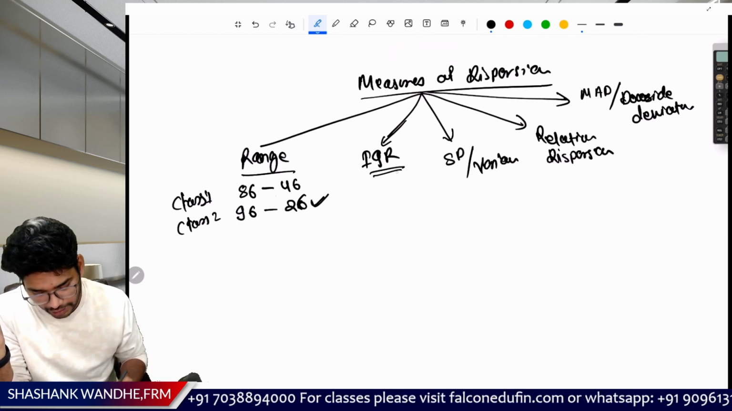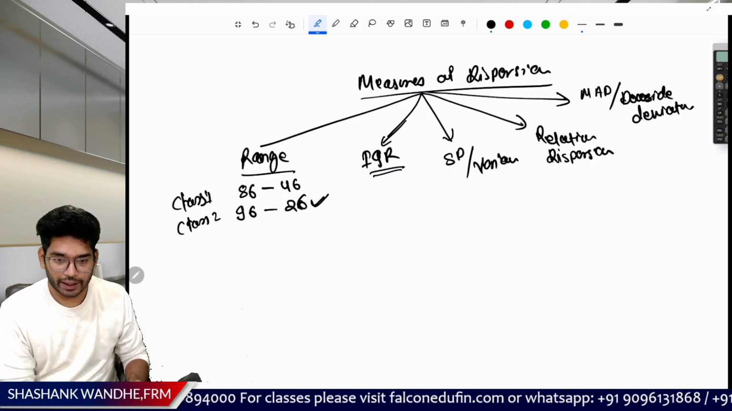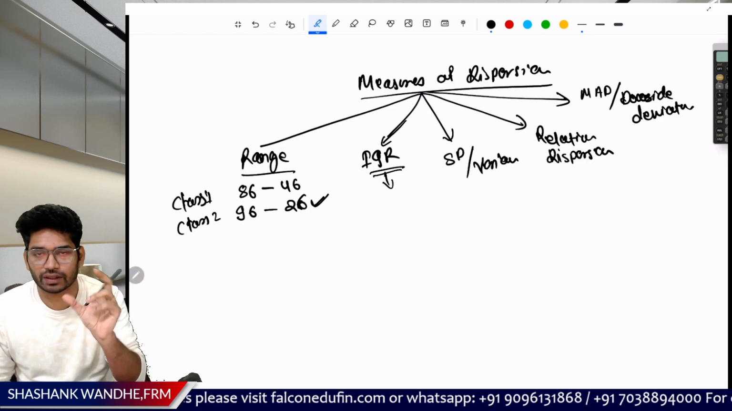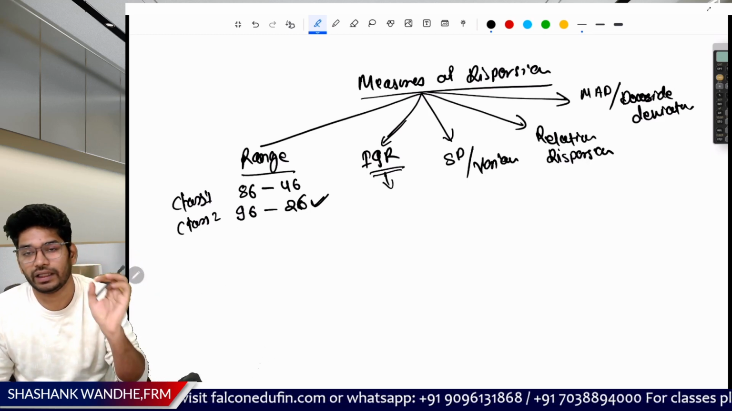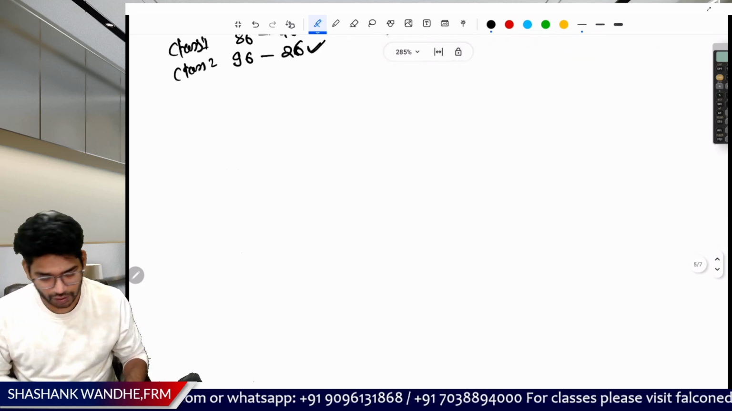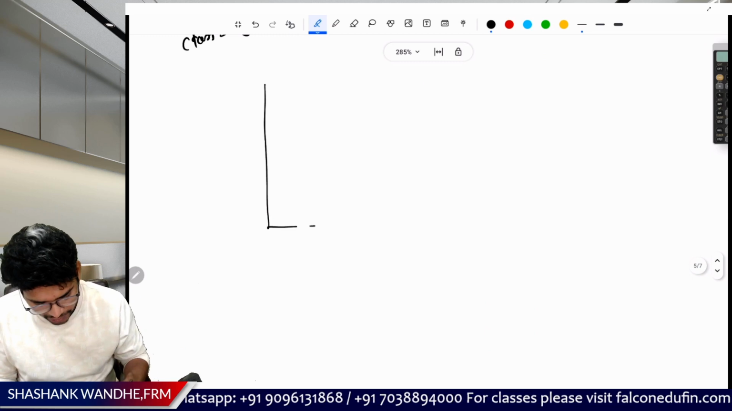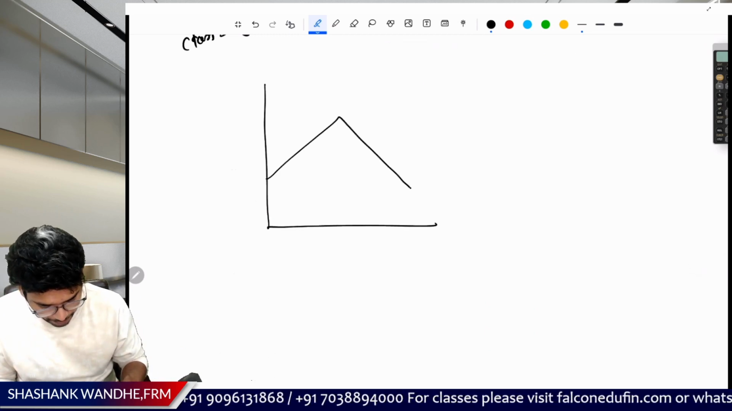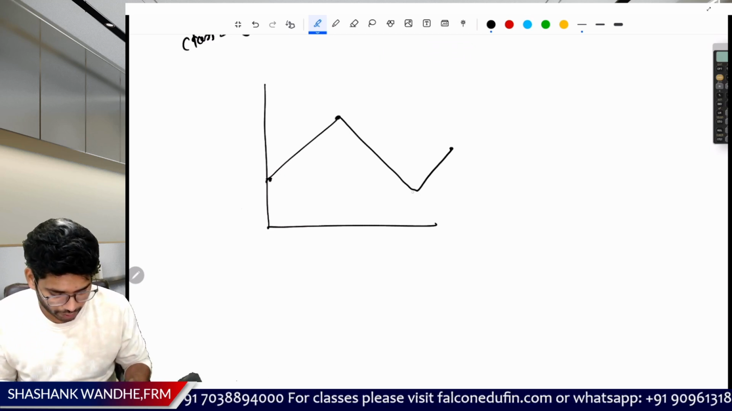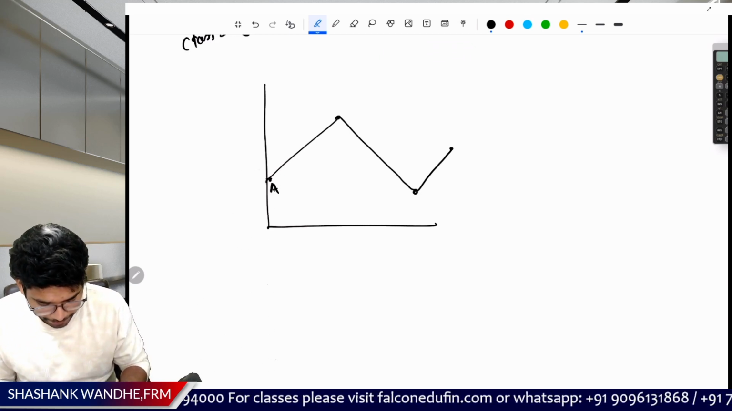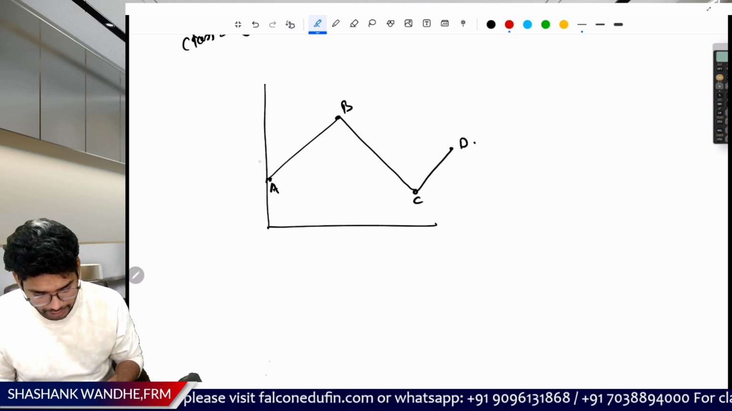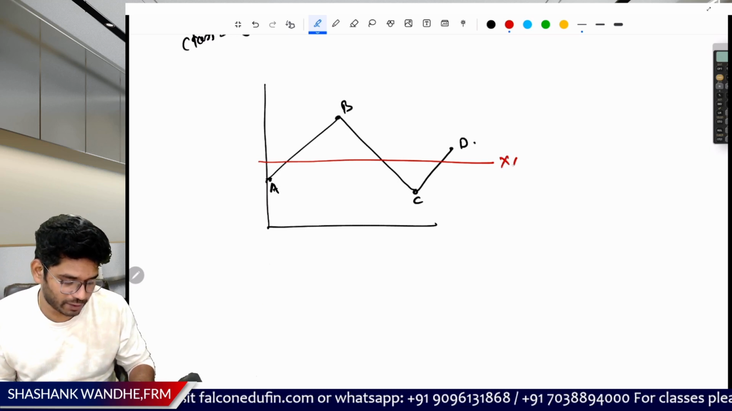Then in case of interquartile range, IQR, we already know, we will use the cutoff points 75% and 25%. We will calculate the difference. Whatever is the difference, it will be the IQR, interquartile range. Now we have the standard deviation and variance. Now to understand the standard deviation and the formula, I'll just take this simple stock price movement. Okay. And let's say this is point A, B, C, and D. And this is your X bar, average.